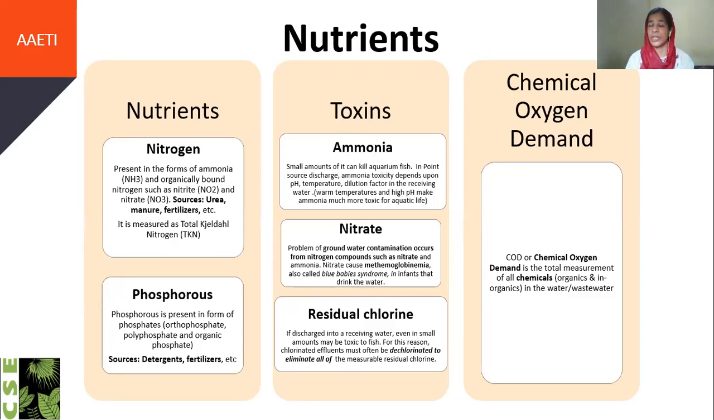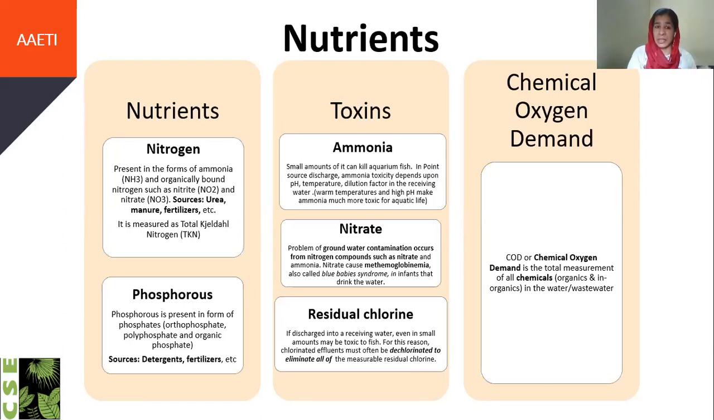Another terminology is chemical oxygen demand. Chemical oxygen demand means the total measurement of all chemicals, organic and inorganic, present in water and wastewater. However, in domestic wastewater, the chemical oxygen demand will be low. The COD is mainly found in industrial wastewater. Also, one more terminology is toxins.